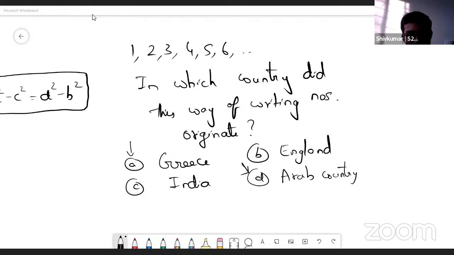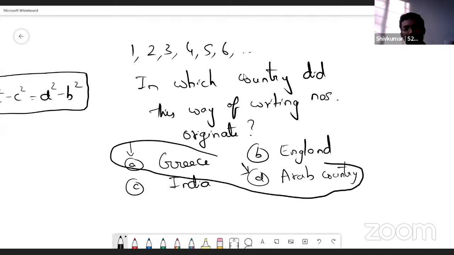Who gave it? There are lots of messages here. Shivkumar, maybe you should give the 50-50 option and remove 2 options. Okay, since Shravan is asking for 50-50, I am removing these 2 countries, Greece and Arab country, out of the picture. India or Arab country. Sir, it's India.